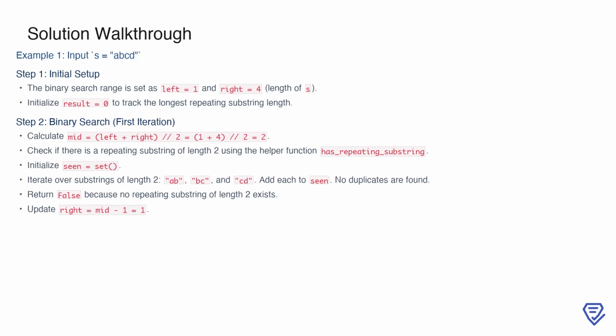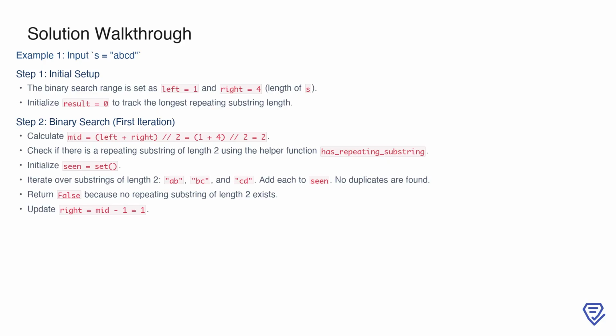Next, we proceed with the first iteration of binary search. We calculate the midpoint, mid, as the average of left and right, which gives us 2. We then check if there is a repeating substring of length 2 using a helper function called has_repeating_substring. To do this, we iterate over all substrings of length 2, namely AB, BC, and CD. As we process these substrings, we add each one to a set called seen. Since no duplicates are found in the set, the helper function returns false, indicating that no repeating substring of length 2 exists. As a result, we update the binary search range by setting right to mid - 1, which reduces it to 1.